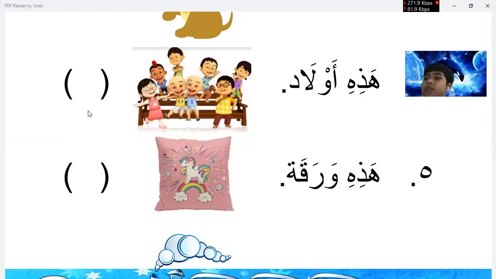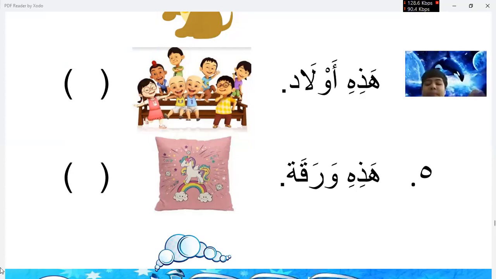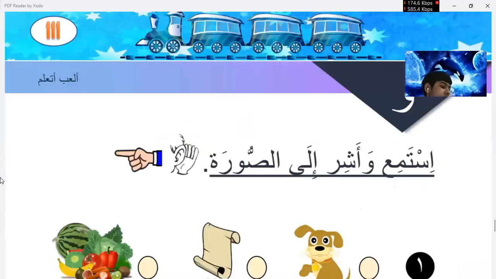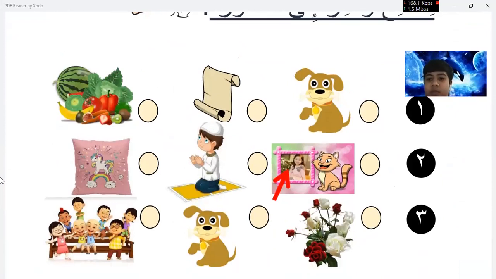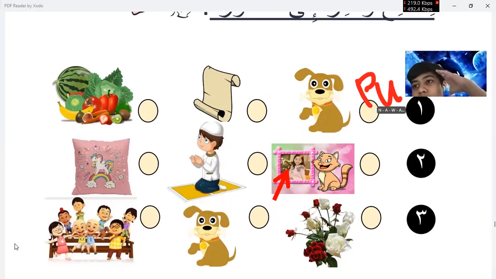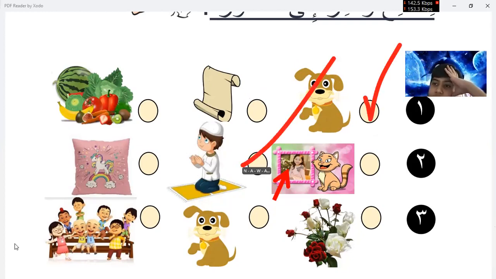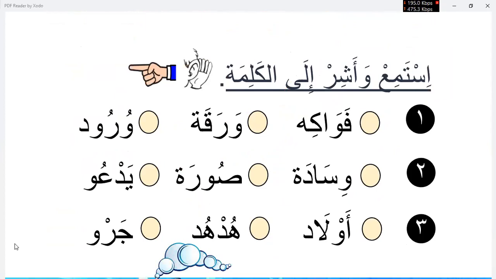Waraka is the map. Paper. Waraka means paper. Then wasil, listen and point to the picture. Jarw. Okay. Yad'u. Awlad. Awlad is this one. Then wasil al-kalima, listen and point to the word.